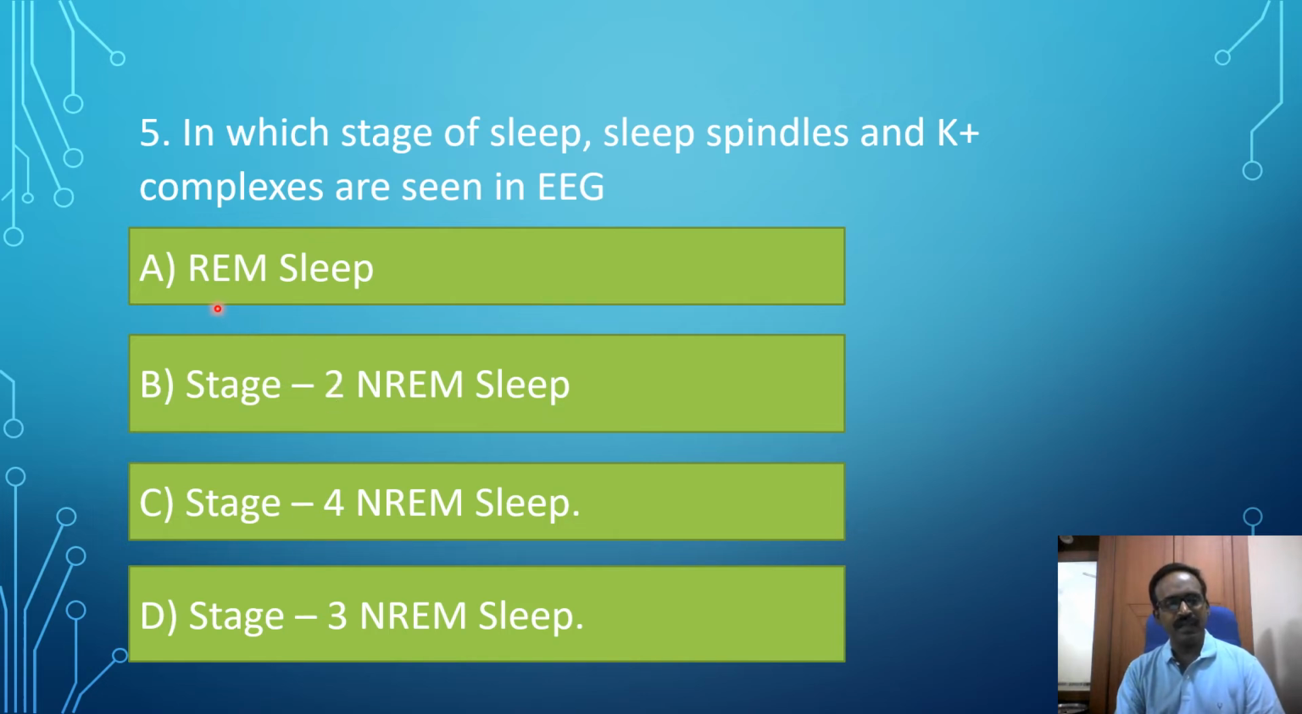Option A, REM sleep. We cannot see the sleep spindle in this stage. Second option, stage 2 NREM sleep. Normally we can see the sleep spindle and K complex in stage 2 NREM sleep. This is the correct answer. Okay. So the others are distractors. In stage 2 NREM sleep, we can see the sleep spindle and K complexes.